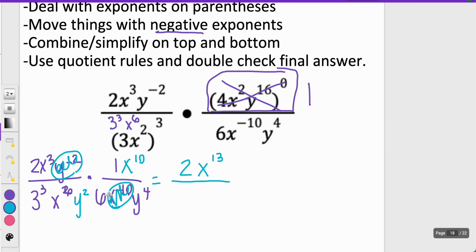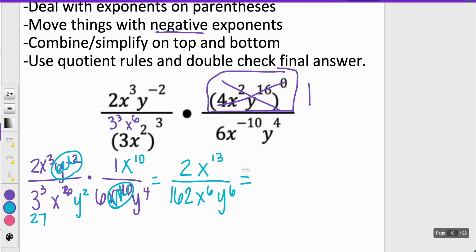And then on the bottom, 3 to the third is 27. 27x to the 6th, y to the second, times 6y to the 4th is going to give me 27 times 6, which is 162. My x's are just going to be x to the 6th, and my y's would be y to the 6th.